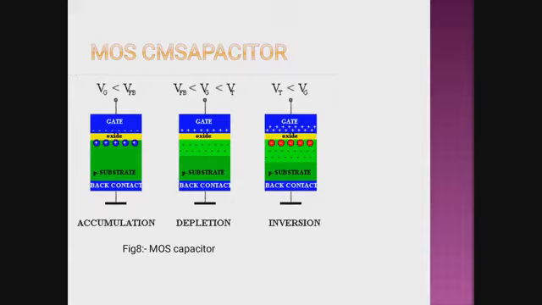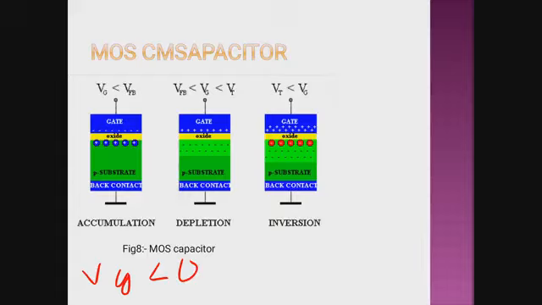So what happens when VG is less than 0 volt, or VFB, the flat band voltage? Case 1 is similar to VG less than 0. When the gate voltage is less than 0 volt, what will happen? The substrate is a p-type substrate, so the majority charge carriers in p-type substrate are holes.